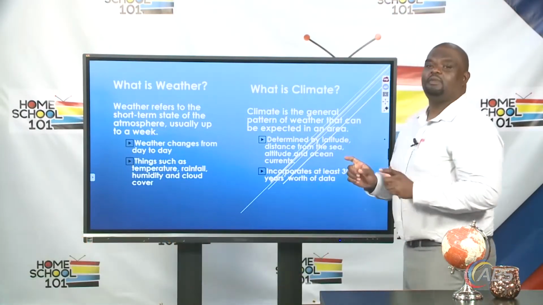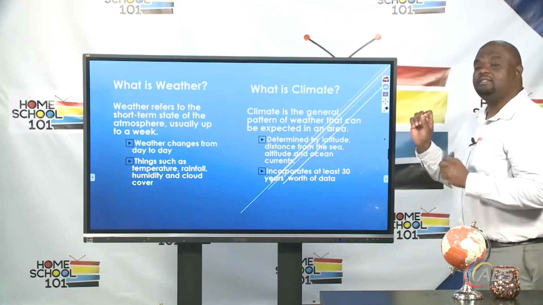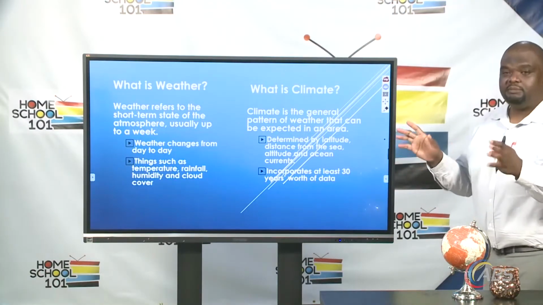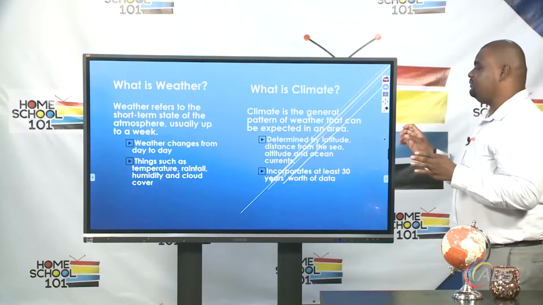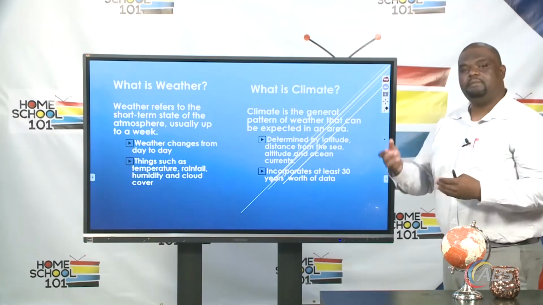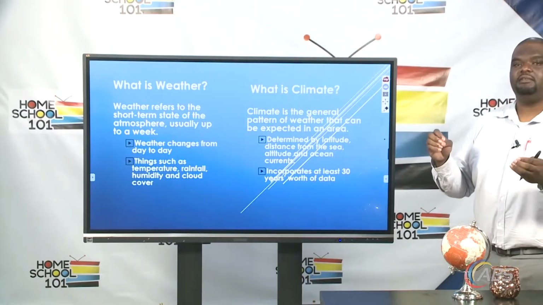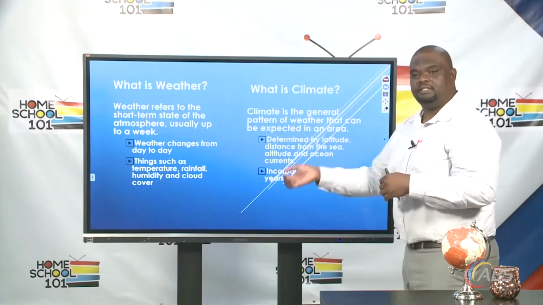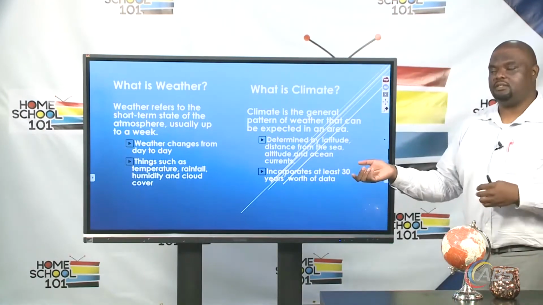So what's weather? Weather refers to the short-term state of the atmosphere. That's usually up to a week's worth of information. Now, weather is day-to-day in terms of the changes, and things such as temperature, rainfall, and humidity are what are involved. So you're talking about short-term little things that you can record at a met station, for instance.